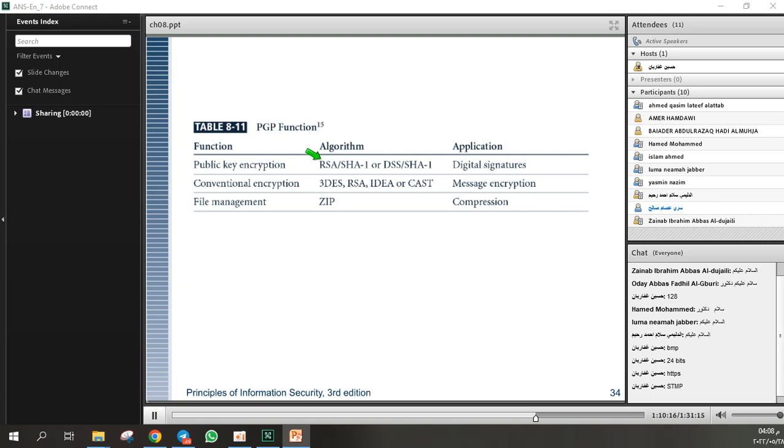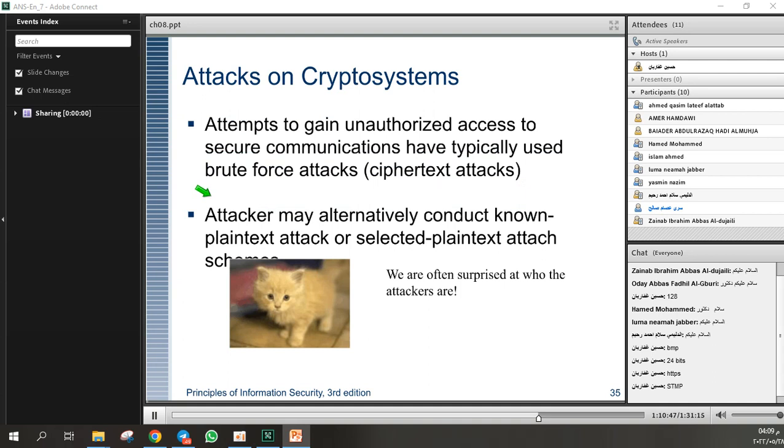Look at this one here. For public key encryption in PGP, it uses RSA with SHA-1 or DSS with SHA-1 for digital signature. For conventional encryption, it supports triple DES, RSA, IDEA, and or CAST for message encryption. And for compression, it can use a file management structure to zip the files. Okay.